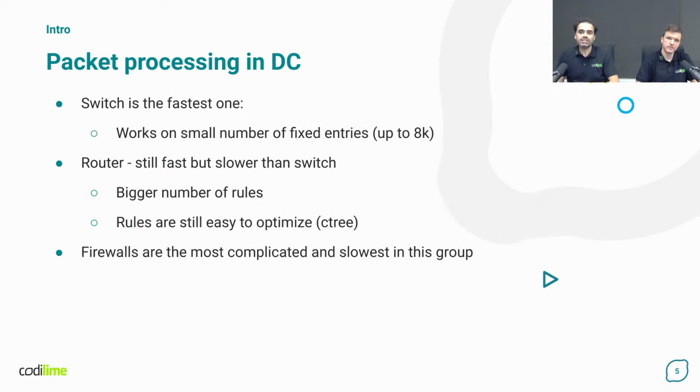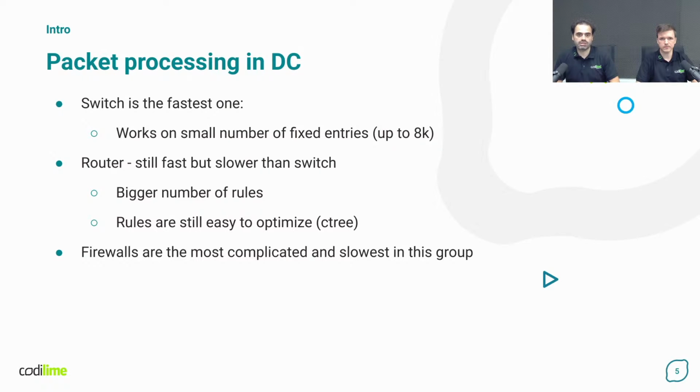Each device has a different role, a different limitation, and a different performance. Going from the bottom to top, the switch is the fastest one. It's the simplest one. It works on a small number of fixed entries, a small number of MAC addresses, up to 8,000 entries. Each frame has a fixed size, a fixed entry, so processing such a frame is pretty simple. This leads to efficient hardware, cheap hardware and very fast hardware.